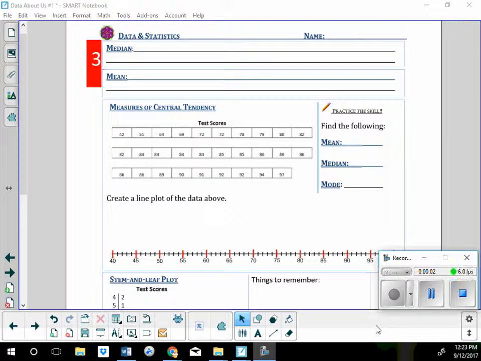Okay, we're going to review some of the work that we've been doing over the last couple of days, because you have a quiz coming up. So I want to start by reviewing the word median. Okay, talk to your partner, and I want you to come up with a definition for median.